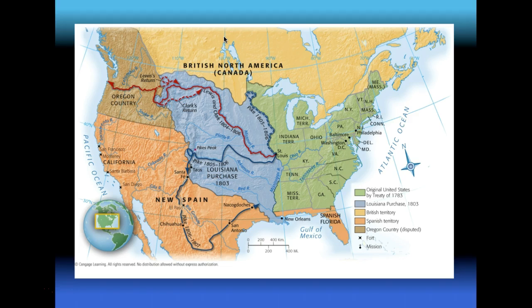Okay, so the Louisiana Purchase. This territory in blue, right in the middle, is territory that Napoleon sold to America in 1803. And originally this territory was French, and then the French gave it to the Spanish, the allies of the French after the Seven Years' War, the French and Indian War. And Napoleon took it back from the Spanish.